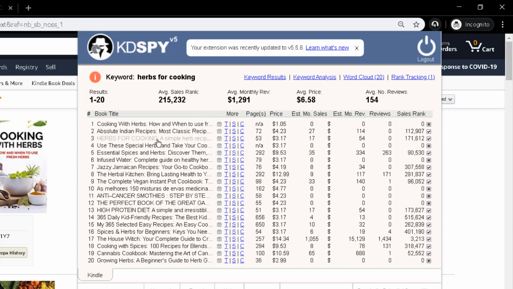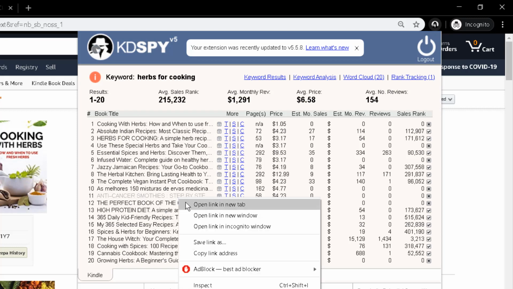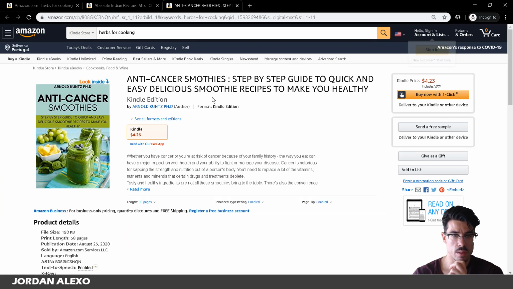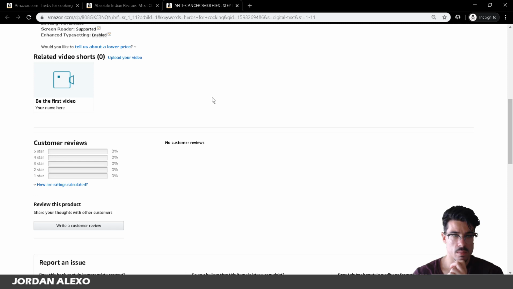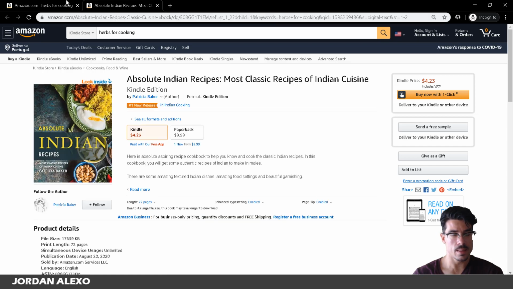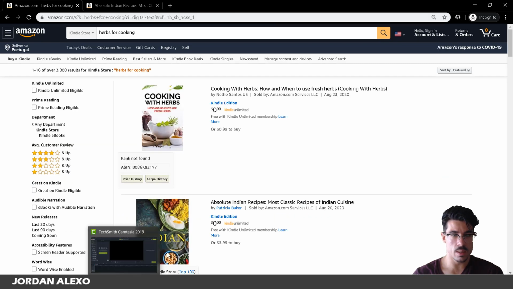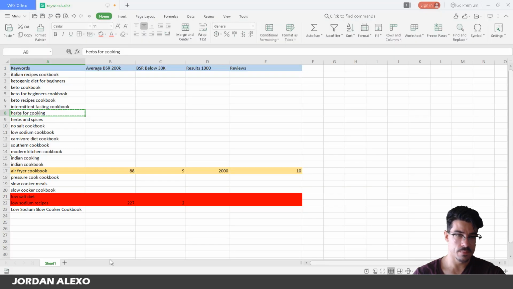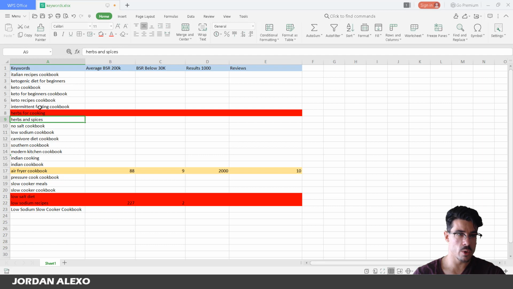So herbs and simple. Now I don't like this. I really don't like this. These books seem to be on free promotion or something like that, or just new books. Yeah, they are just new books that still haven't got a sales rank. I also don't like this keyword. So I'm not going to waste time over here. So let's just try another one and see what we get.